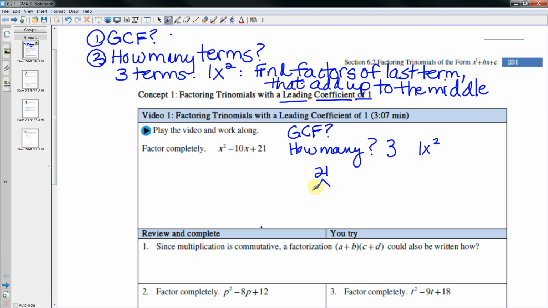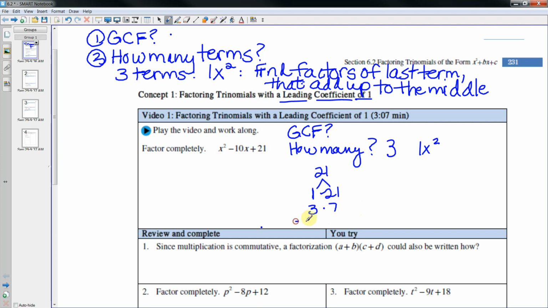So I just make a list. 1 times 21 is 21. 3 times 7 is 21. And those are the only factors of 21. To get a positive 21, I could use 1 and 21, 3 and 7. But neither one of these are adding up to a negative 10. So I have to think about what are other factors that I could multiply to get a positive 21.